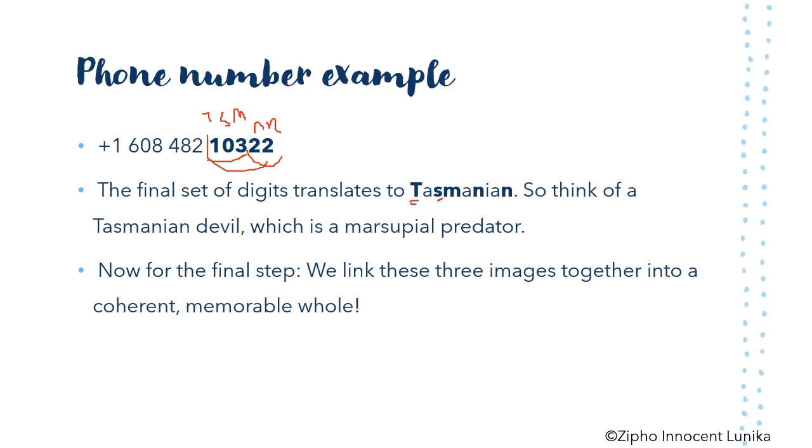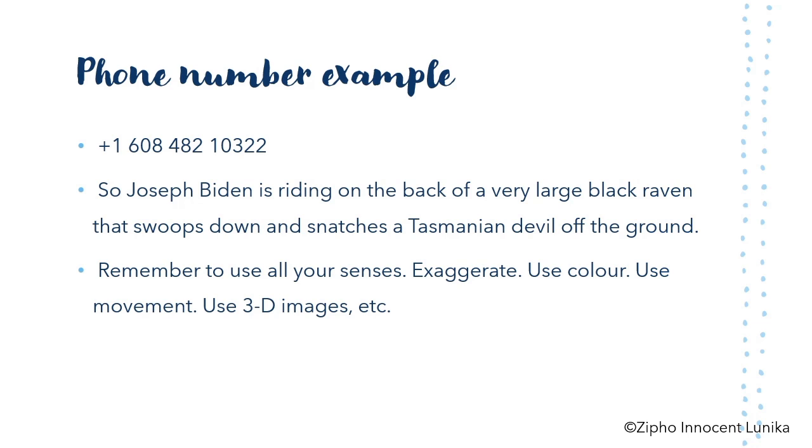Now for the final step, we'll link these 3 images together into a coherent, memorable whole. So we may use the story system, right? We just create a comprehensive story, or we just link these in a single whole using a compelling story. Okay. So what will our story look like? Let's just say it's Joseph Biden, right? Riding on the back of a very large black raven that swoops down and snatches a Tasmanian devil off the ground. So remember to use all your senses, right?